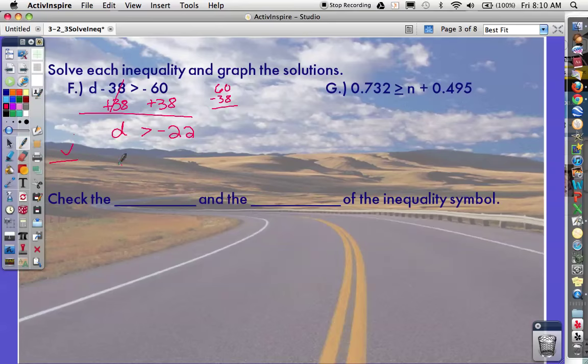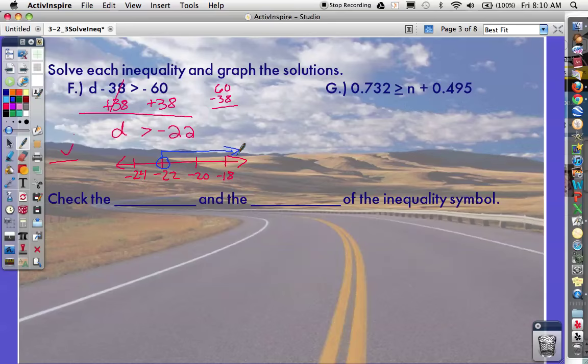So let's do our graph first. d has to be greater than negative 22. So I might have negative 22 over here, negative 24, and negative 20. And we're going this way. Where are my solutions greater than negative 22? Open on the negative 22 and heading towards the positives. So choose any number in that solution region and try it out.